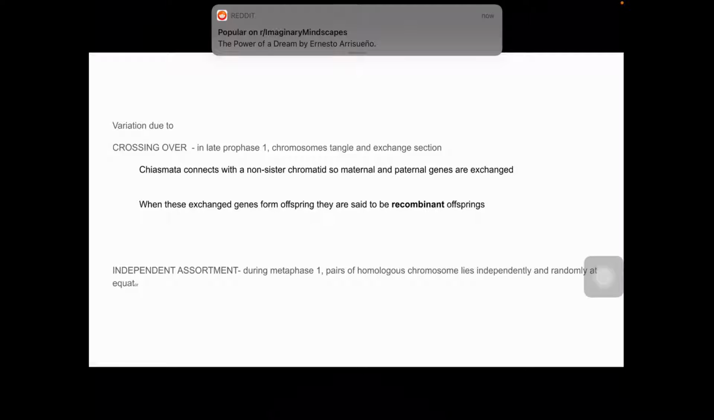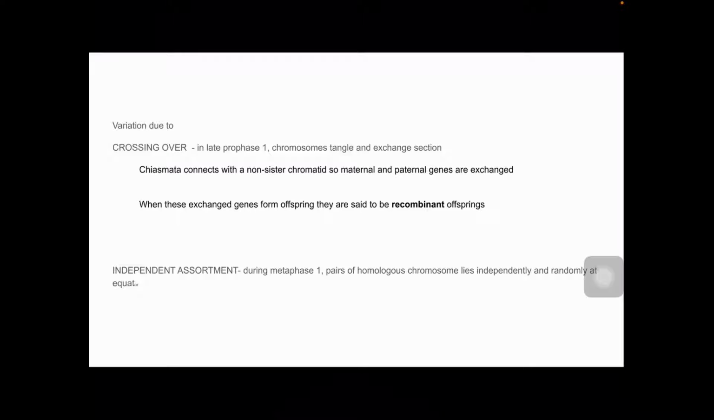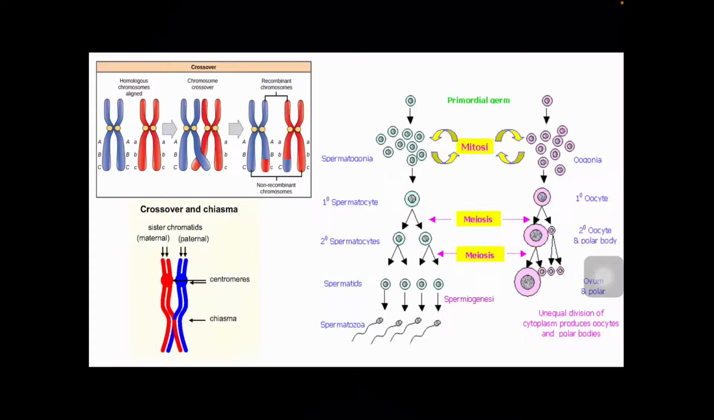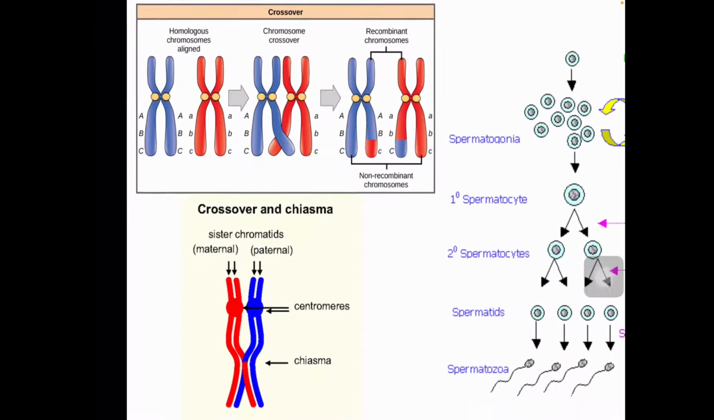And this is also due to independent assortment, which is during metaphase 1, where pairs of homologous chromosomes lie independently and randomly at the equator, causing this, as you can see in the diagram here.